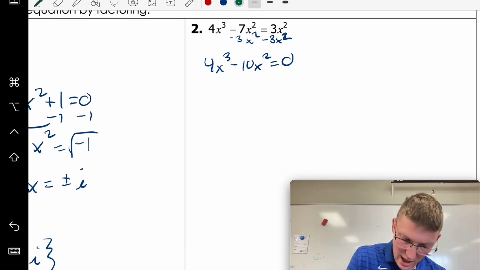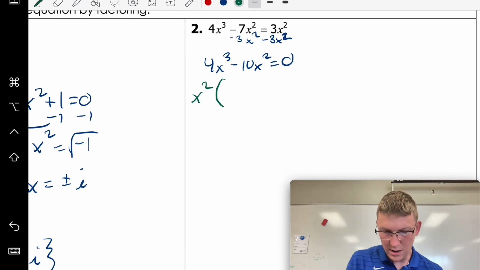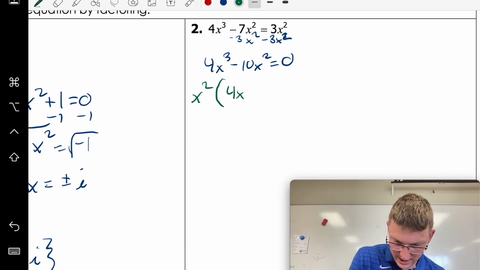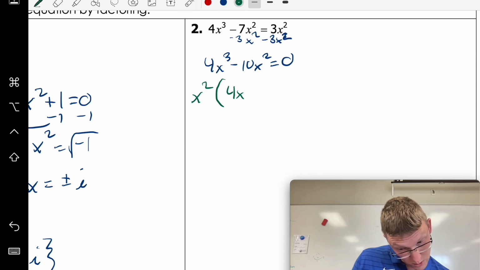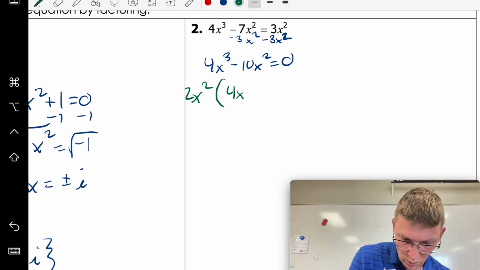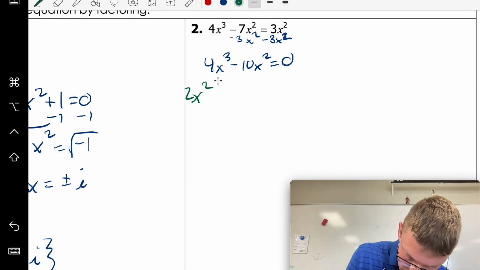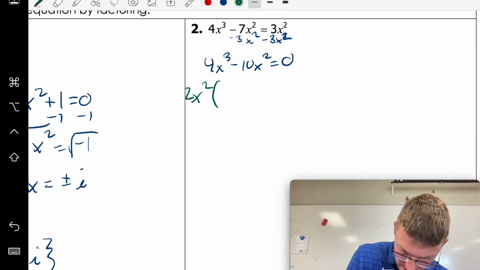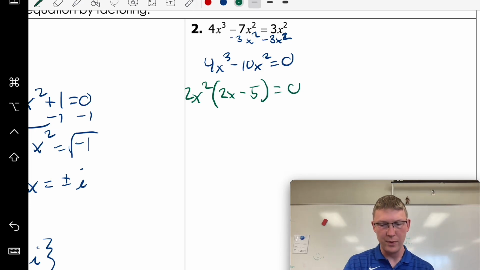So we can pull an x squared out. Then we're going to have 4x. Oh, we can pull a 2. Yeah, let's pull a 2 out while we're at it. Because why not? It's going to make our lives easier. So we're going to pull a 2x squared. So then we're going to have 2x left. And then a 5. All that equals 0.